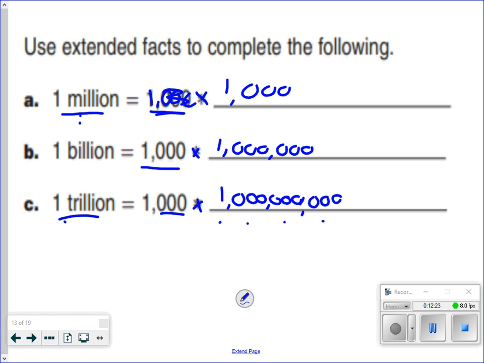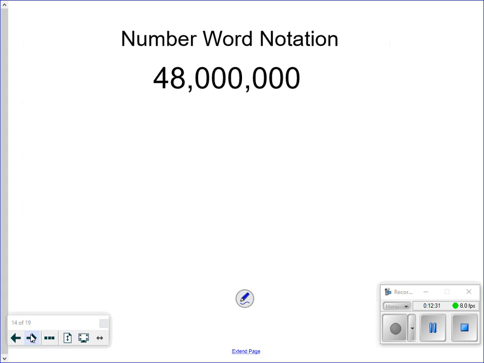Hopefully this little technique helps you out a little bit. I think it's a nice way to do it, especially when you're multiplying by 1,000, okay? So don't get mixed up. Number word notation.